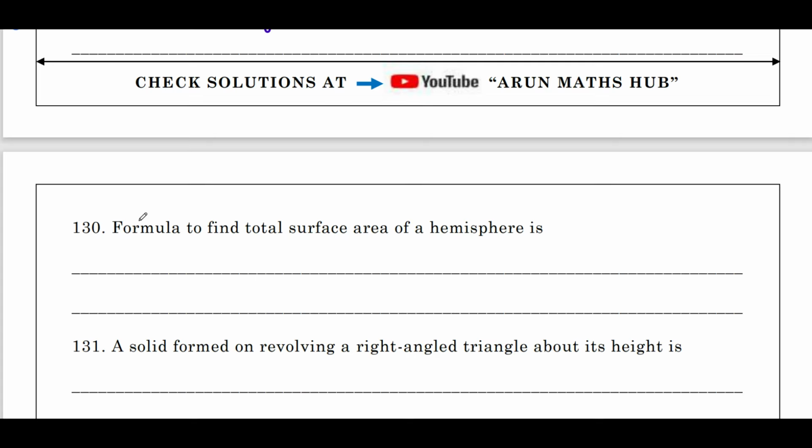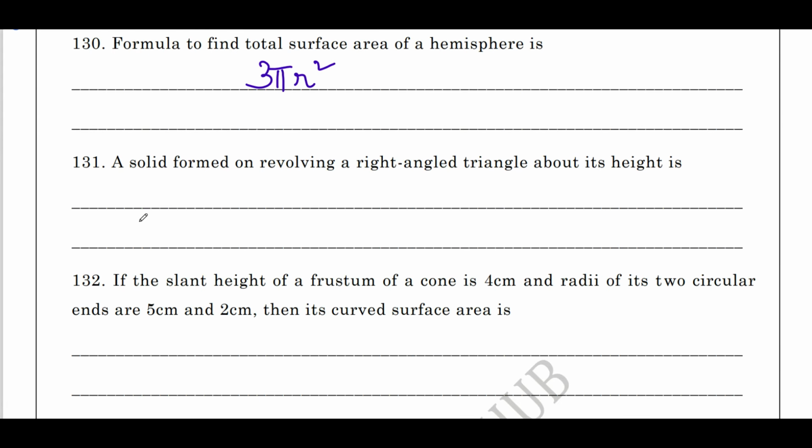The formula to find out the total surface area of a hemisphere will be 3 pi r square. A solid formed on revolving a right angle triangle about its height, if you revolve a right angle triangle about its height, we get a cone.